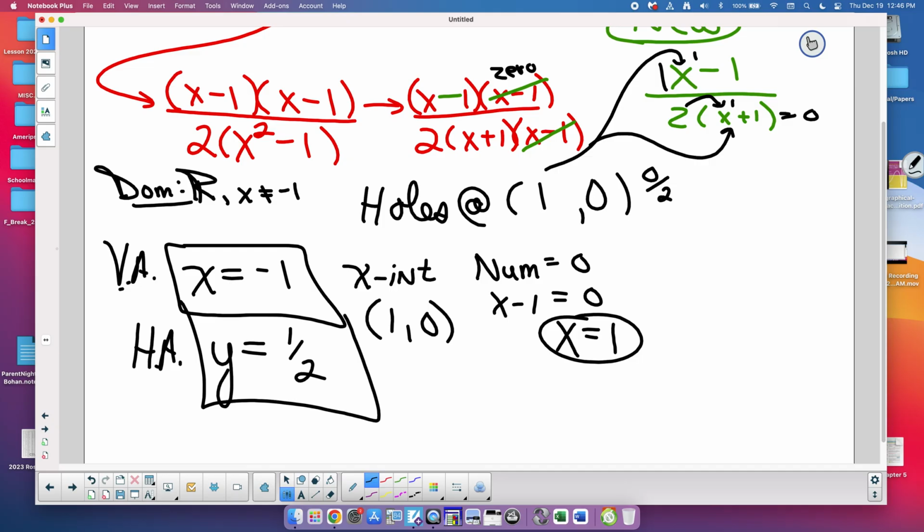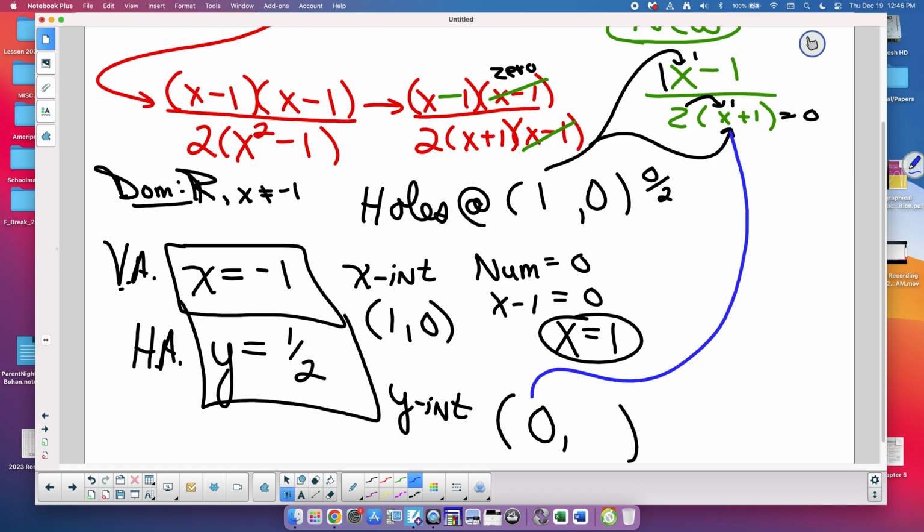Okay, what about the y-intercept? This one is where you stick what in? 0 for x. Go get your y. On top you get negative 1, and over 2. Negative 1/2. Got it. There it is. Okay, next question. Does it cross the horizontal?